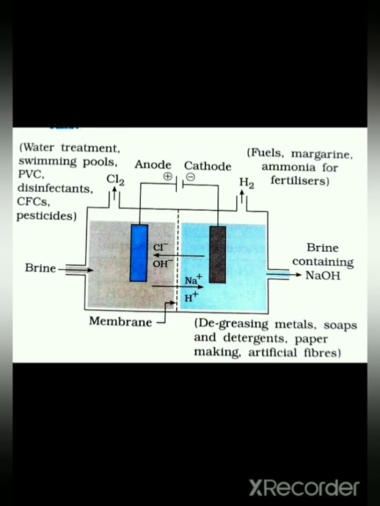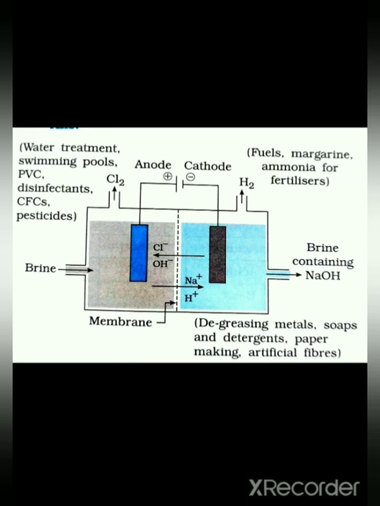Next is uses of chlorine. Chlorine is used in water treatment as it is a disinfectant, a germicide. So it is used for sterilization of water. It is used as a disinfectant in swimming pools, in the manufacture of PVC, in the manufacture of CFCs, chlorofluorocarbons. But now CFCs are banned because these are ozone depleting substances. It is also used in the manufacture of bleaching powder and in the manufacture of pesticides.